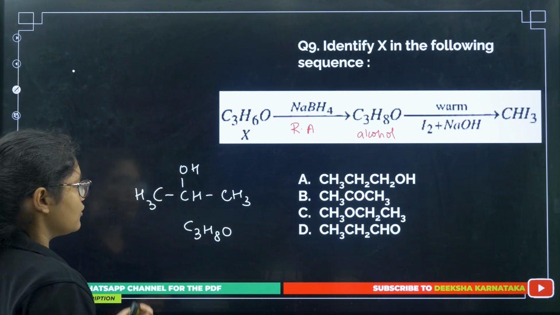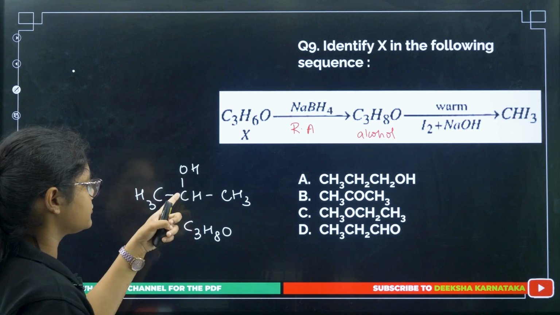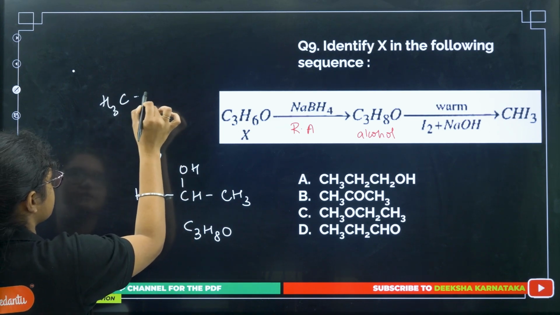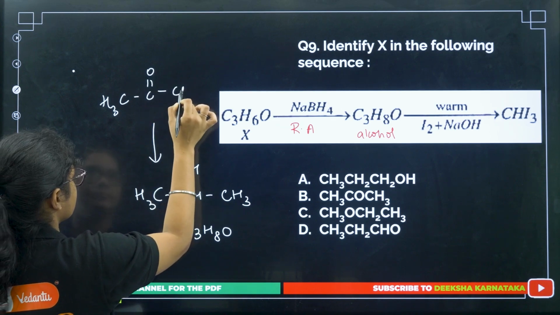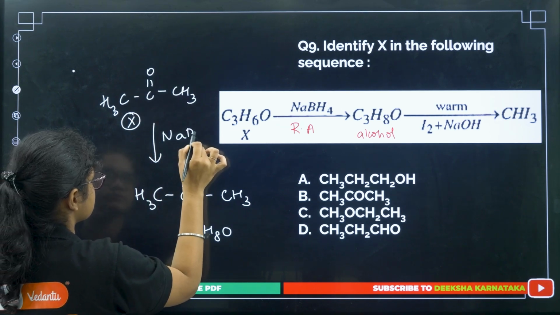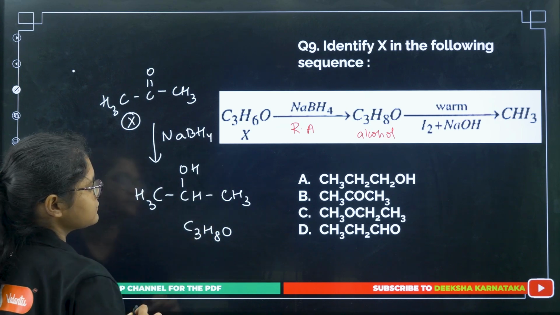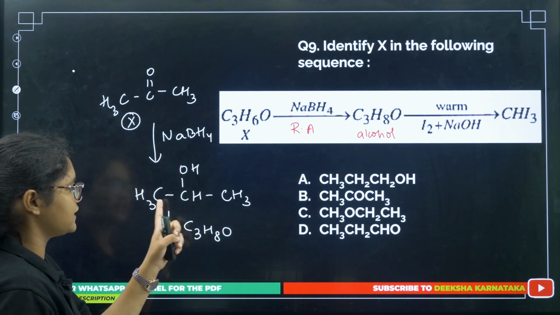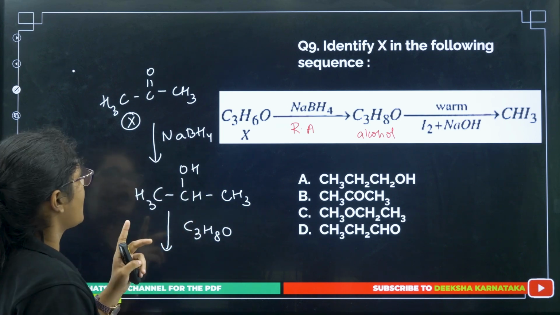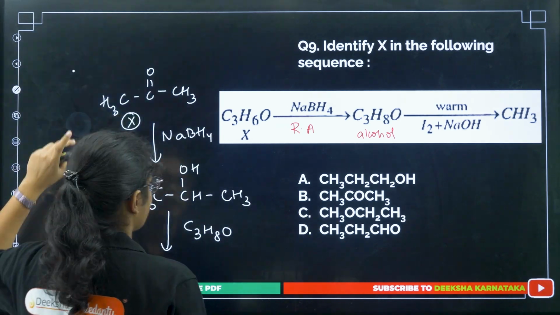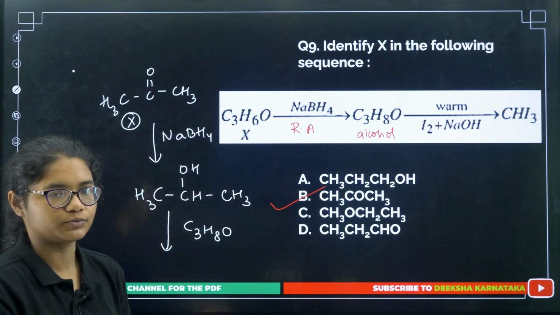Now this one would have been reduced from a ketone. So this group, your X, must be CH3COCH3. If you treat this with NaBH4, then we will get this one. Now this one can react with iodoform reagent to give you CHI3 and a salt. So our X is acetone. So that is your option number B. So the correct answer for this question will be option number B.